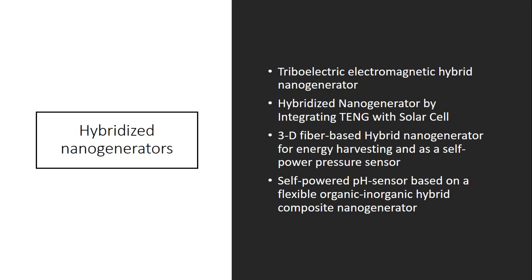Apart from this triboelectric electromagnetic hybrid nanogenerator, there are a few other hybridized nanogenerators. There is one category in which the nanogenerators can be used with solar, wind, thermal, and every available source from Earth. And the other types can be produced from 3D fiber-based organic inorganic materials and chemical solutions. All the hybridized nanogenerators can be used to run LED diodes, light emitting diodes, and other power sources.